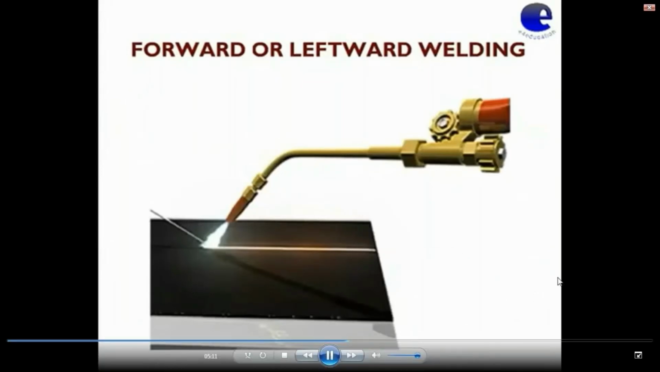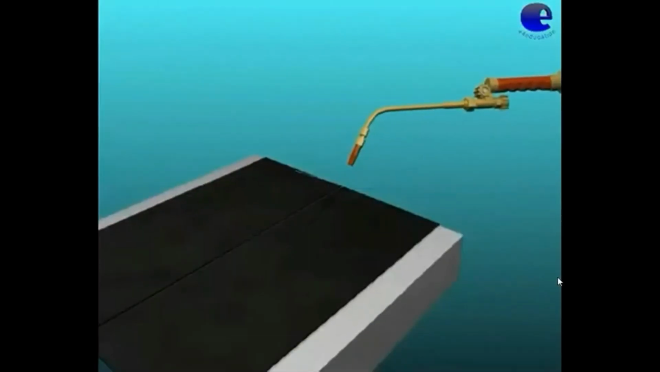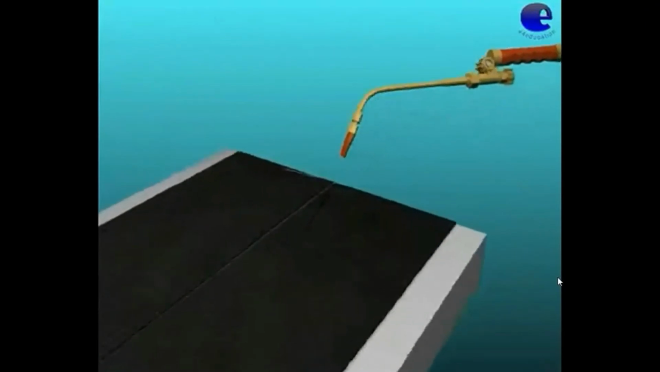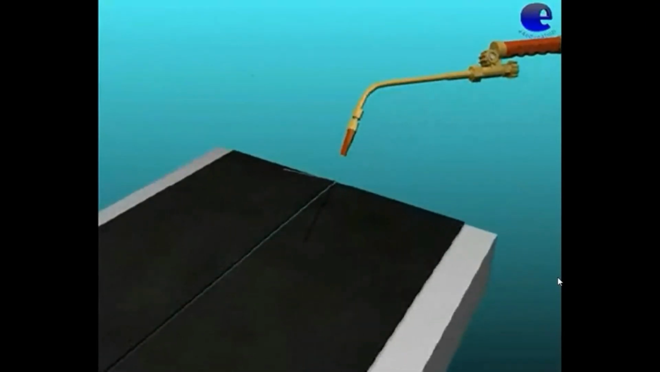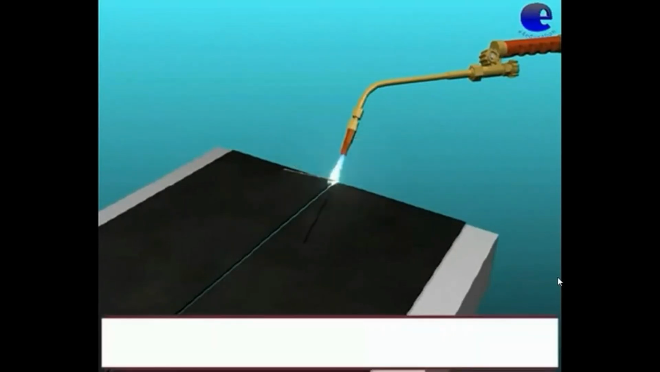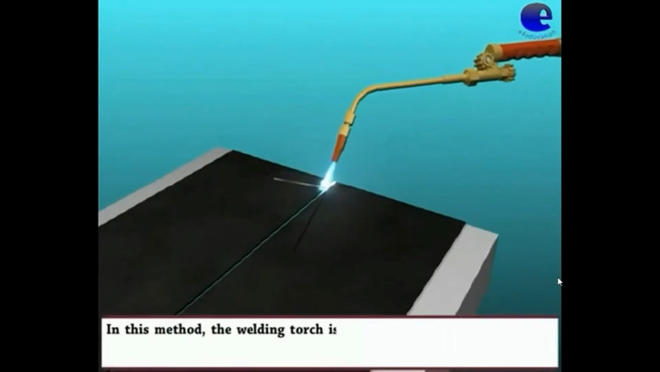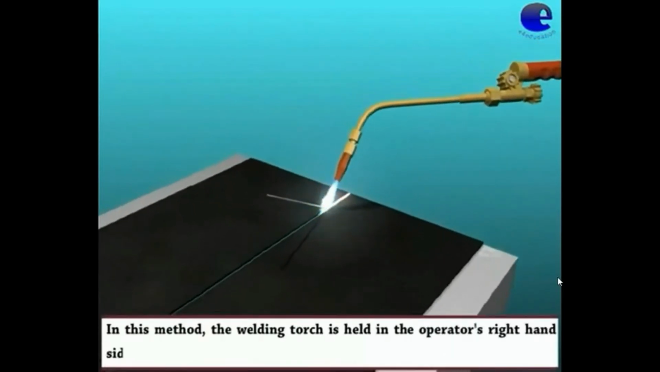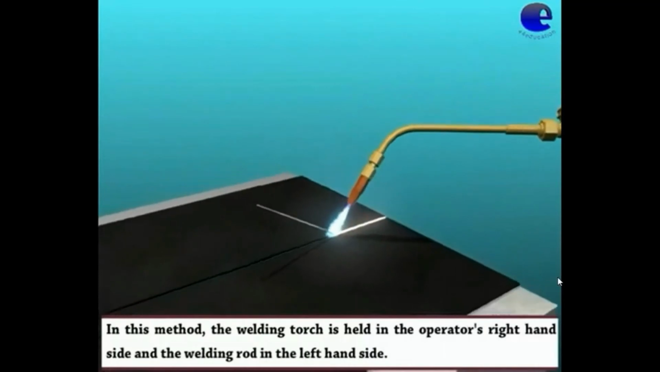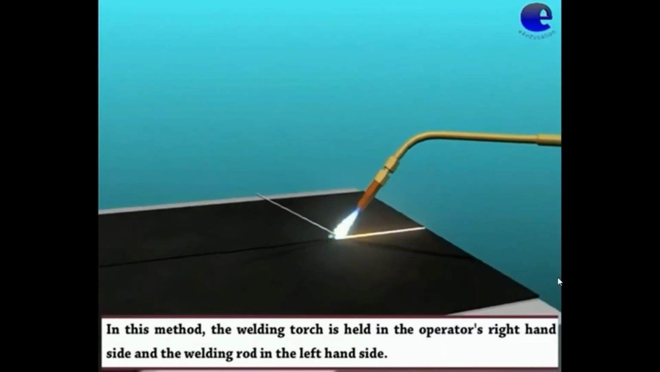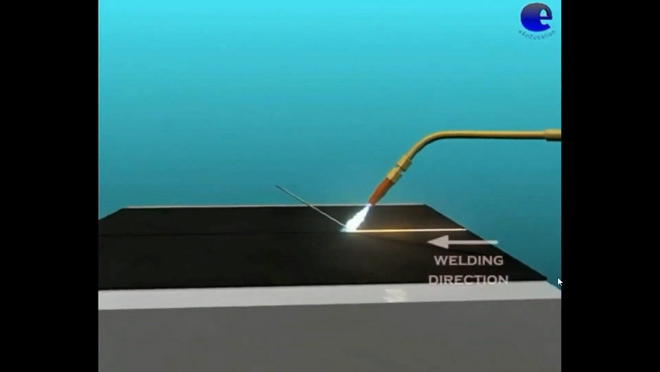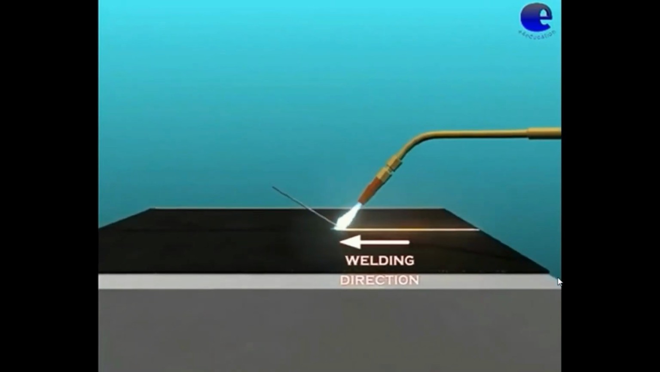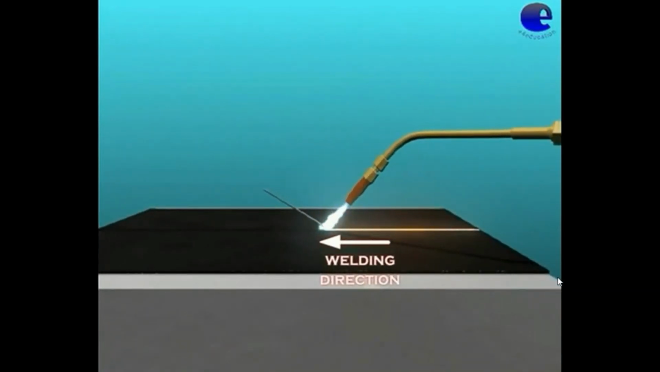Forward or leftward welding. Let us see the forward and leftward welding. This welding consists of a filler rod and a welding torch. In this method, the welding torch is held in the operator's right hand and the welding rod in the left hand. Welding direction: the torch flame moves from right to left.